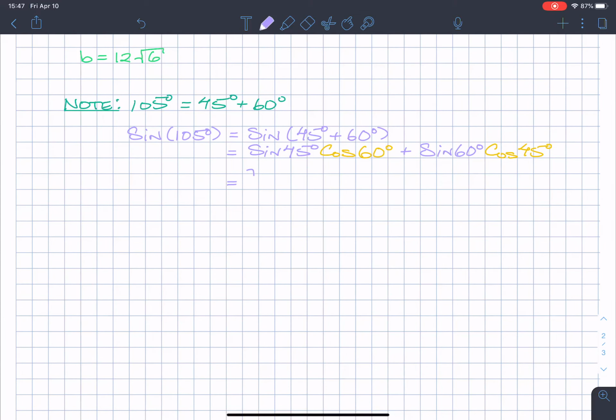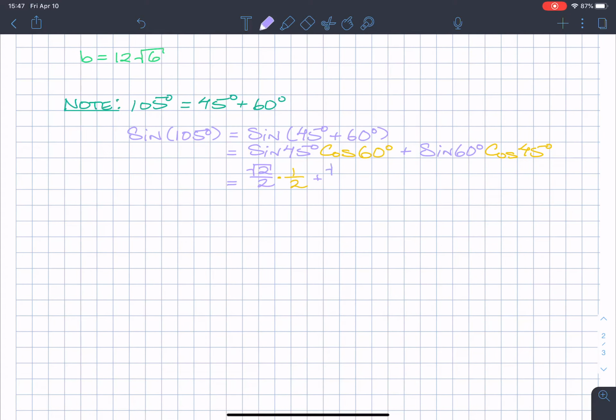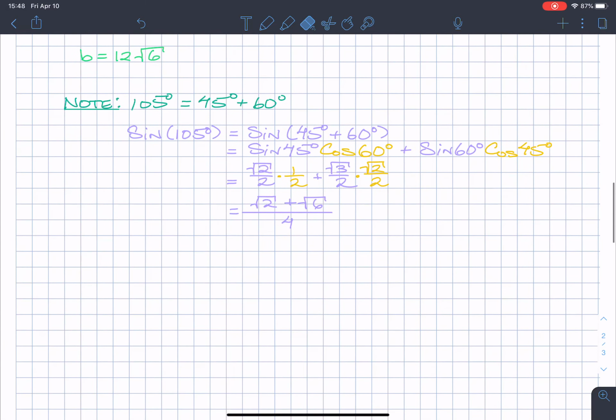So what do we get? Well, sine of 45, of course, is the square root of 2 over 2. Cosine of 60 is the x-coordinate, so that's 1/2. Plus sine of 60 is the longer one, so it's root 3 over 2. And, of course, cosine of 45 is the square root of 2 over 2. So we get that sine of 105 degrees is going to be root 2 plus root 6 all over 4, and that should look familiar.